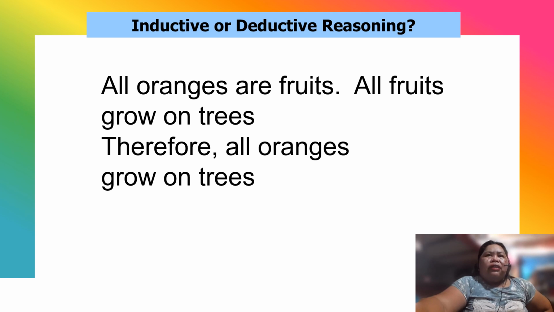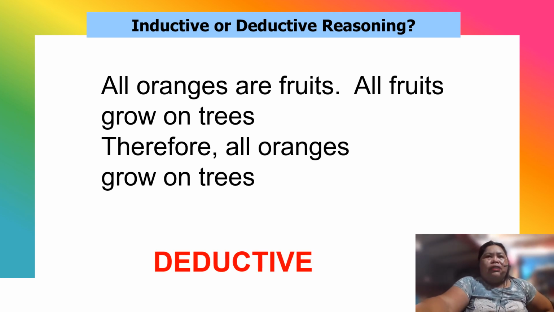Is this inductive or deductive reasoning? All oranges are fruits. All fruits grow on trees. Therefore, all oranges grow on trees. Is that inductive or deductive? This is an example of deductive reasoning.